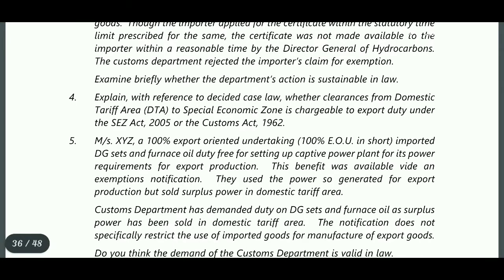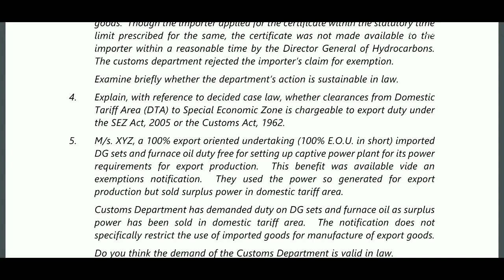Moving ahead to question 4. Explain with reference to decided case law whether clearances from domestic tariff area to special economic zone is chargeable to export duty under the Cess Act 2005 or the Customs Act 1962. So basically we are supposed to write the entire case law over here.